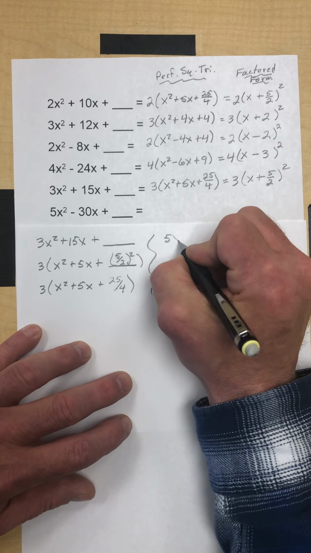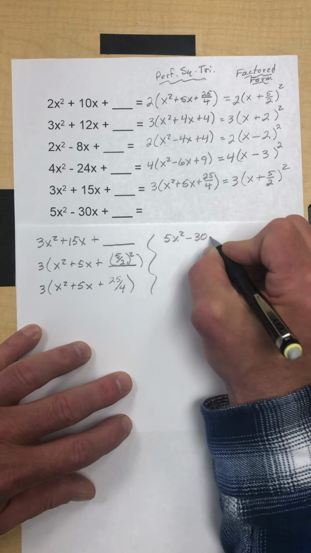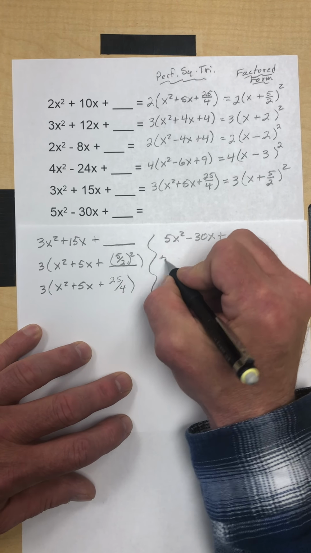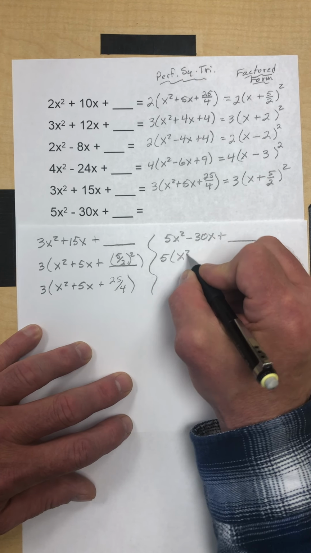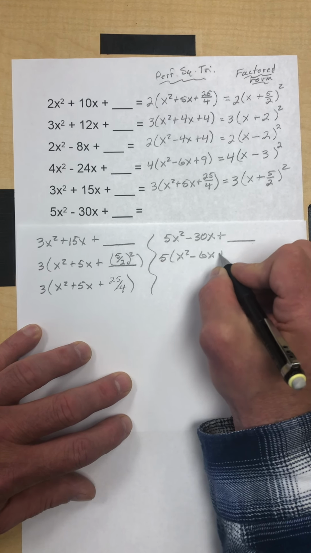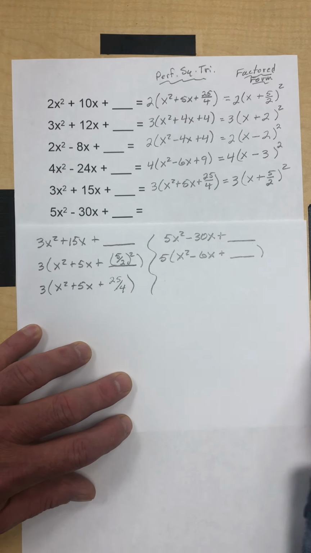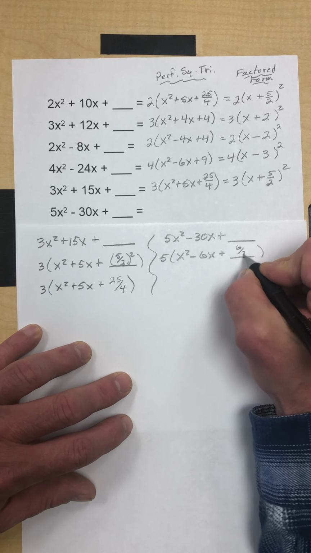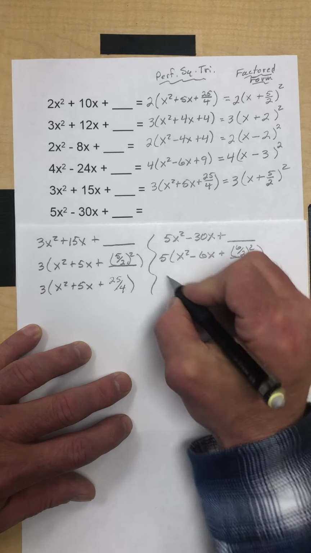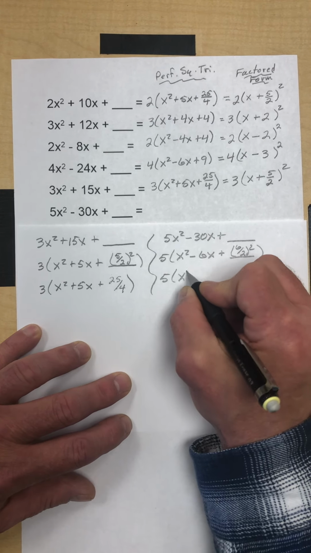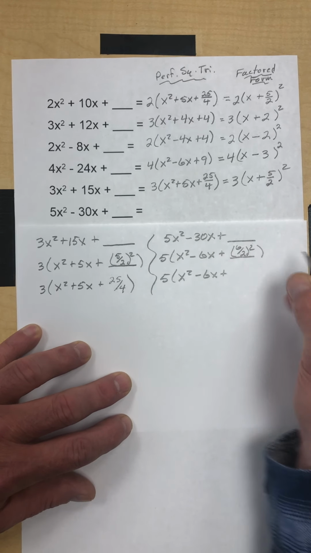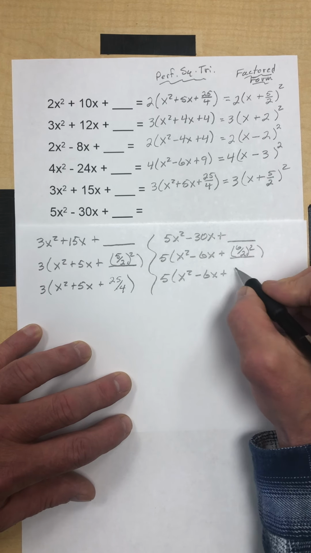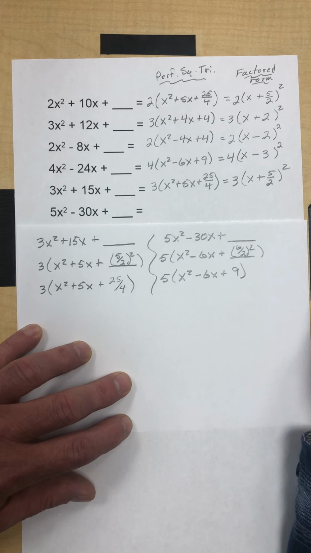Okay, we have 5x squared minus 30x plus some unknown. Factor out the leading coefficient. 5 goes out front, so we have x squared minus 6x plus some unknown. So let's see, we take the linear coefficient, we take half of that, and we square it. So we've got 5 times the quantity of x squared minus 6x plus, well, we luck out. 6 is divisible by 2. 6 divided by 2 is 3. 3 squared is 9. So we got our perfect square trinomial.